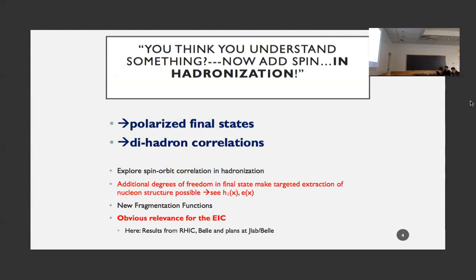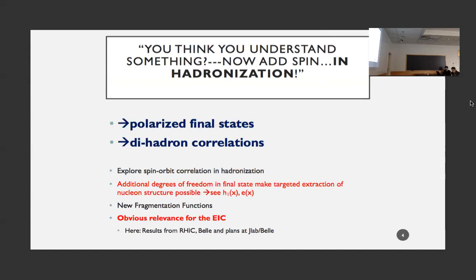This allows you to do several things. On the one hand, you can explore spin-orbit correlations in hadronization, very similar to what you do in PDFs. The additional degrees of freedom you now have at your disposal also allow a more targeted approach to extracting the nucleon structure. Examples are our extraction of transversity and also e(x) in the dihadron channels, which are much cleaner than in the single hadron channel. This is enabled by having these new fragmentation functions that come into the game.